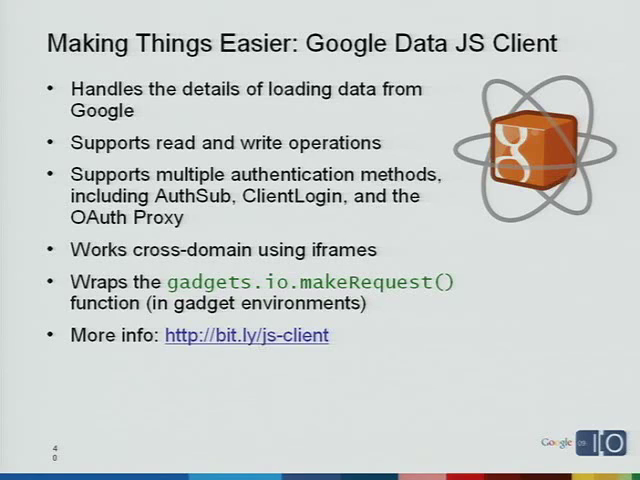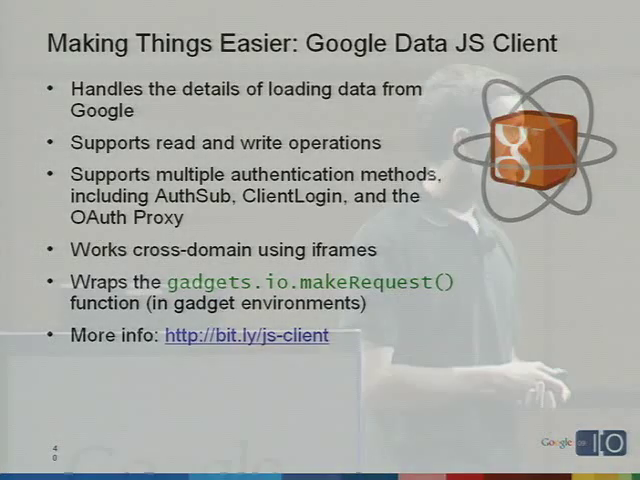So we have a special OAuth JS for the JavaScript library. It uses cross-domain communication using some iframe magic. And what we do is we just wrap the gadget's I/O make request. So you can take advantage of the library's helper methods without having to worry about any of the OpenSocial APIs. And there's more information at the js-client.bit.ly URL there.